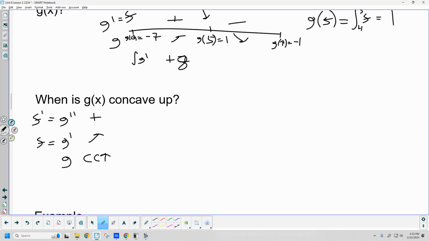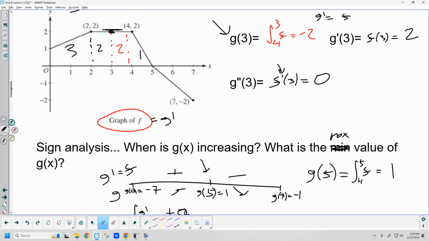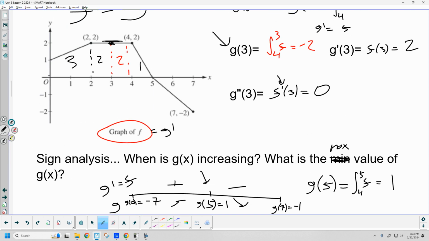All right. We go back to our second derivative analysis. Our second derivative analysis is back. We're not going to be asked about speed. We're back to asking about concavity. G is concave up when G prime is going up, when G double prime is positive. This is known to you. And then you're like, okay, when is G prime, which is actually the graph that's given to us, going up? 0 to 2.